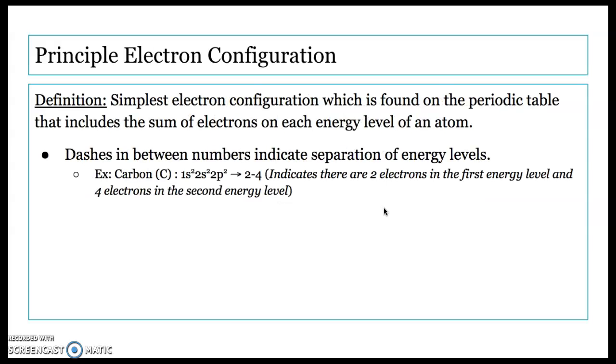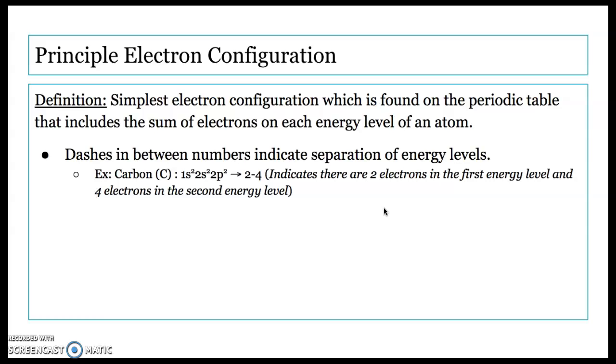Principal electron configuration is the simplest electron configuration, which is found on the periodic table. That includes the sum of electrons on each energy level of an atom. So we know this term as well. The dashes in between the numbers indicate a separation of energy levels. So for example, carbon, if we write out the full configuration using our orbitals, we would have 1s2, 2s2, 2p2.